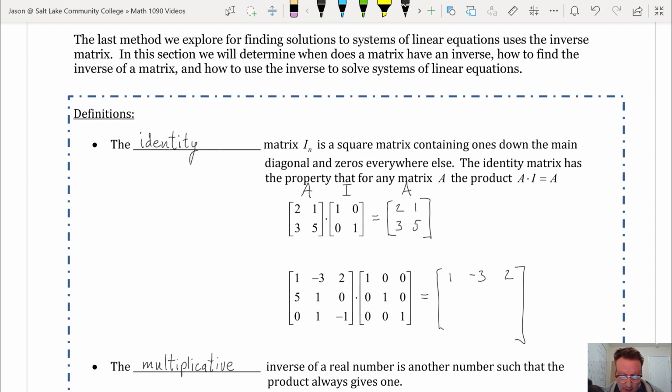Now if I take this second row and pair it up with all 3 columns and do the dot products, I'm going to get 5, and then 1, and then 0. Similarly, if I take the third row of the matrix on the left and pair it up with all 3 columns from the matrix on the right, I'm going to get 0, and then 1, and negative 1. Okay, so the identity is a very special matrix. It's very important, and we'll be using it a great deal.